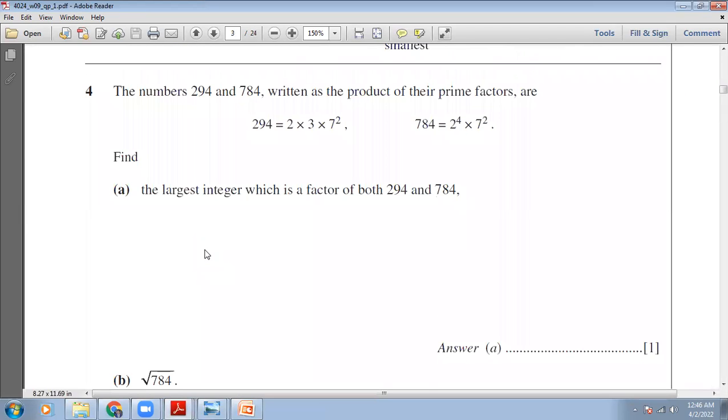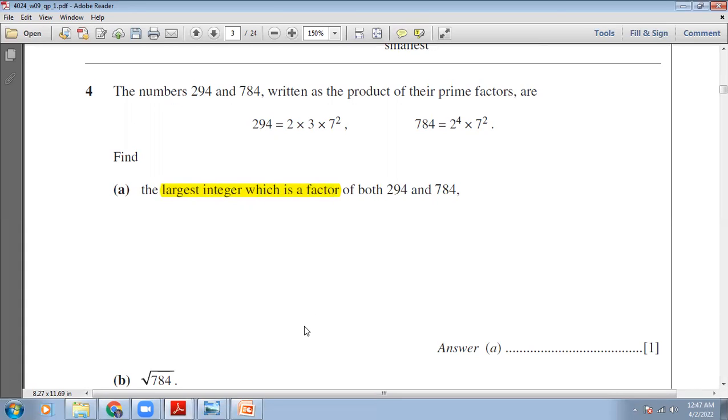Okay. The question says the numbers 294 and 784 written as the product of their prime factors are: 294 can be written as 2 into 3 into 7 square, and 784 can be written as 2 raised to the power 4 into 7 square. Find the largest integer which is a factor of both 294 and 784.